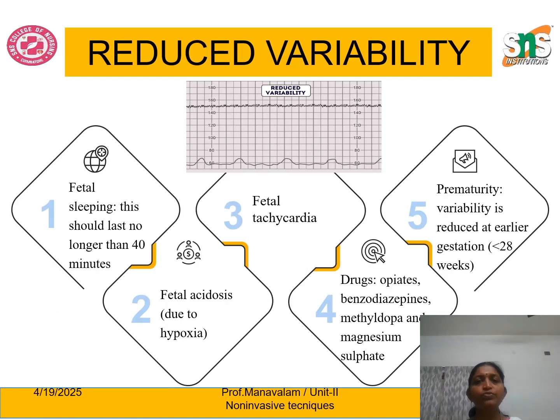Next, which are all the conditions in which the variability will be reduced. First, fetal sleeping. Whenever the fetus falls asleep, automatically there is no variation in the fetal heart. Actually, the sleep cycle of the fetus, the time period between sleep and waking, is 40 minutes. So the duration is 40 minutes.